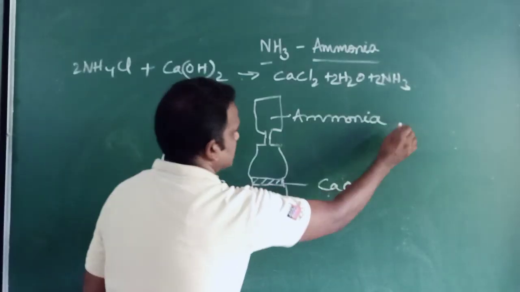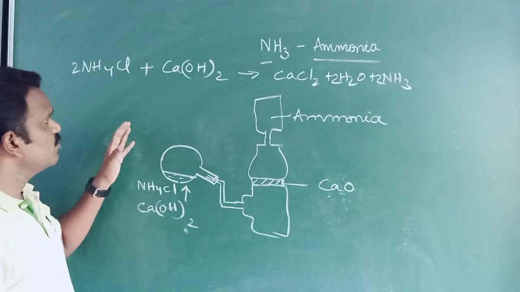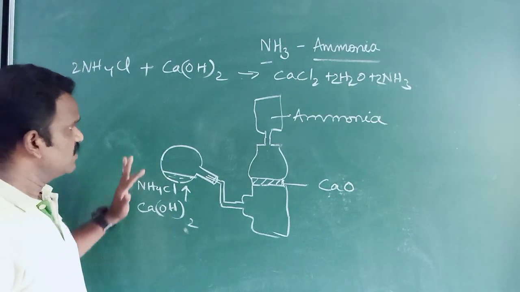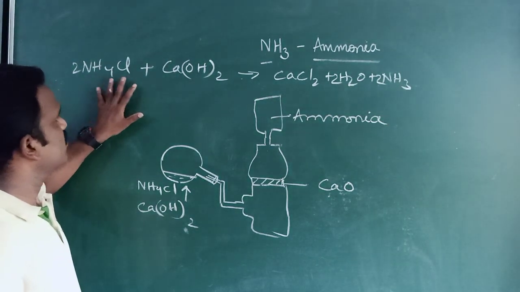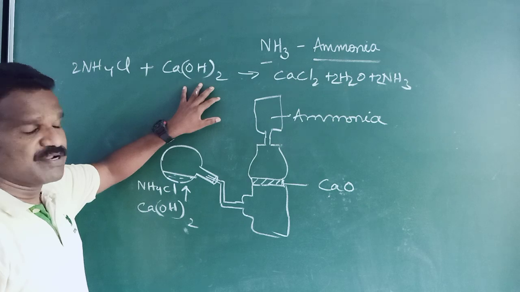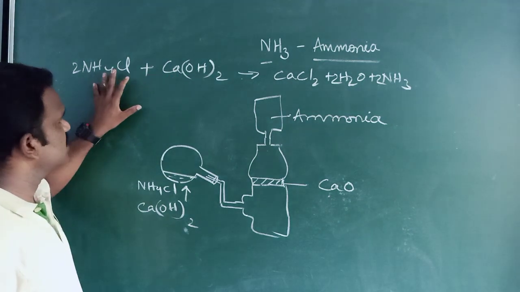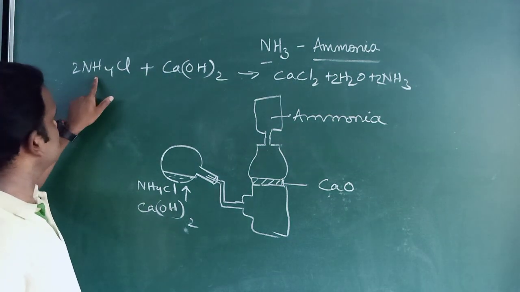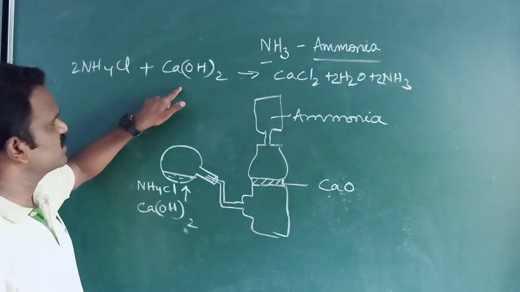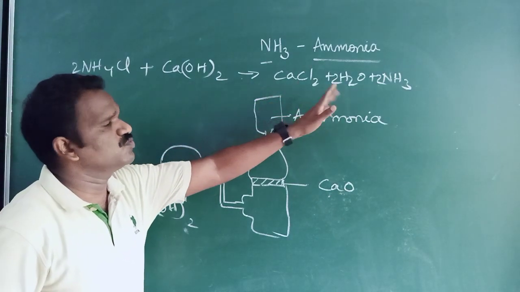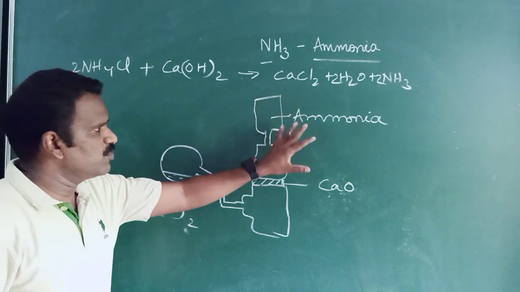So once again, let us see in the lab how we prepare ammonia. What are the reactants? Ammonium chloride and calcium hydroxide. The reaction is 2NH4Cl plus Ca(OH)2 gives CaCl2, 2H2O and ammonia. Now let us see the apparatus.